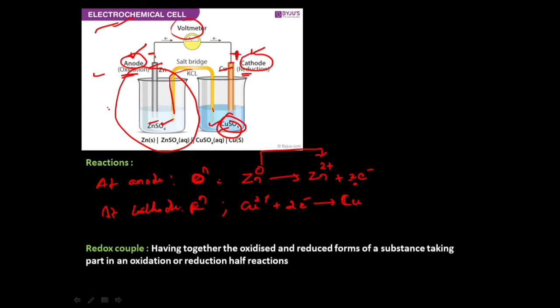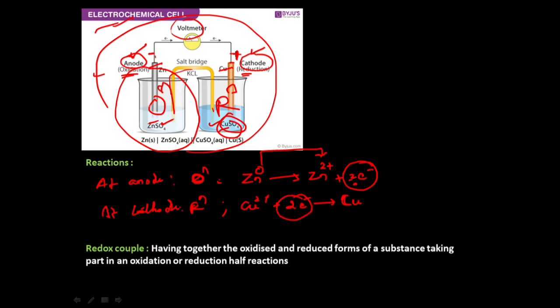So in this cell, there is an oxidation reaction and a reduction reaction, but both are taking place in different vessels. So this is an example of an indirect redox reaction. Since there is involvement of electrons, electrons will move from here to here. Because in this, I will rub this once again.